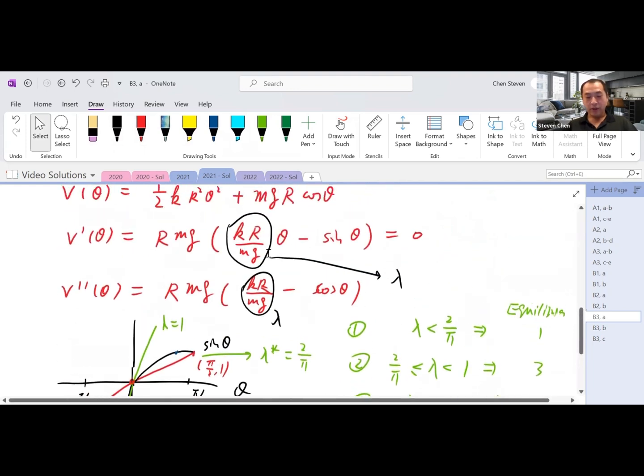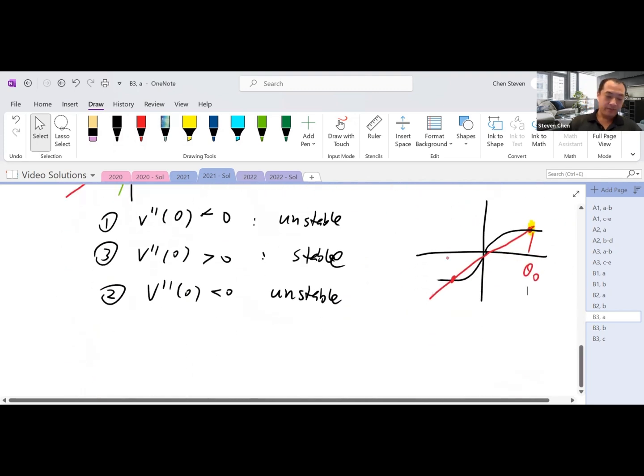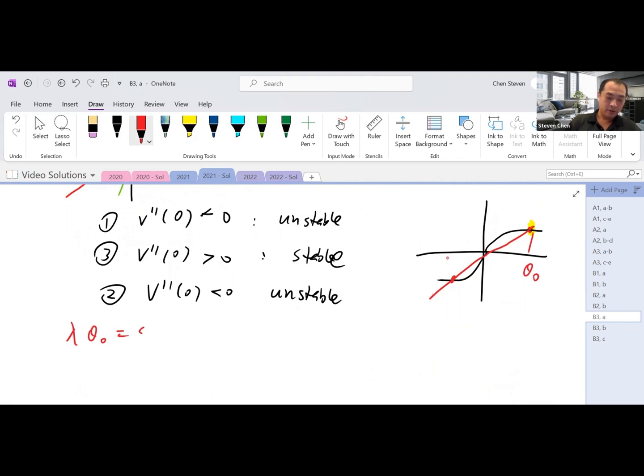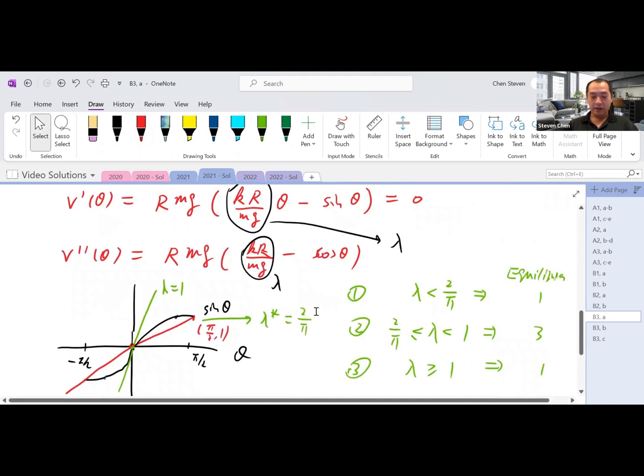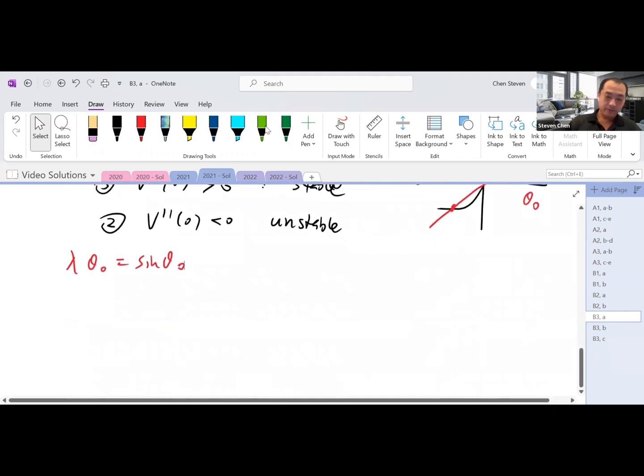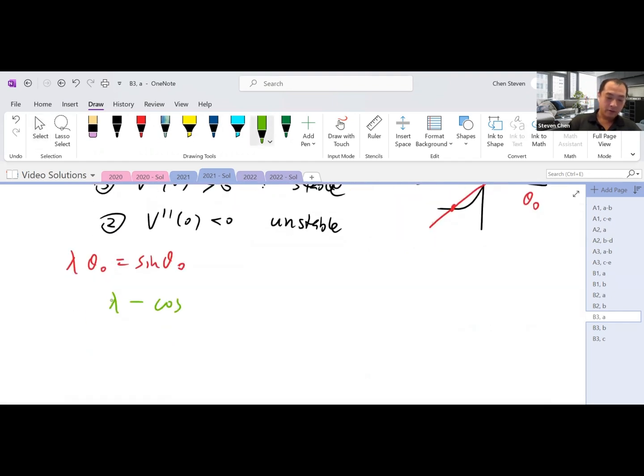Okay. So for theta naught, we know that lambda times theta naught is equal to sine of theta naught, right? So that's the definition of theta naught. So basically now we want to see, for theta naught that satisfies this equation, what about v double prime at theta naught? So we need to analyze the sign of lambda minus cosine theta naught. Is it positive or is it negative? To do the analysis, let's plug lambda from the red equation into this green equation.